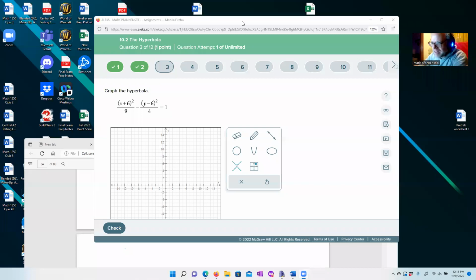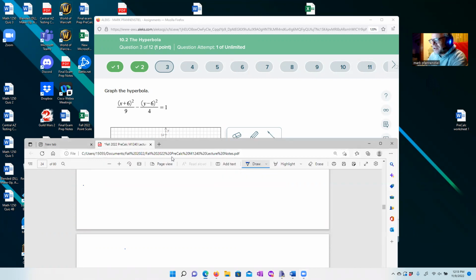All right, welcome back to pre-calculus. We are talking about hyperbolas today. So we got kind of a fancy one here because it's got a different center, although I wish they would have used a number other than 6 occasionally. But let's see if we can't get started with this one.